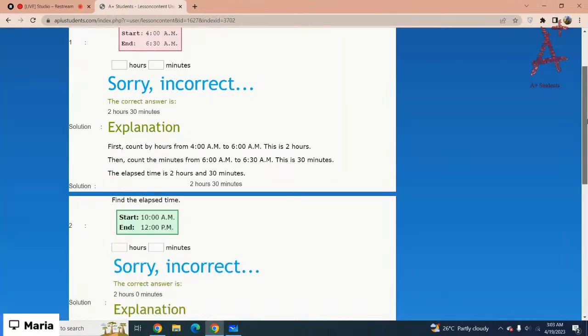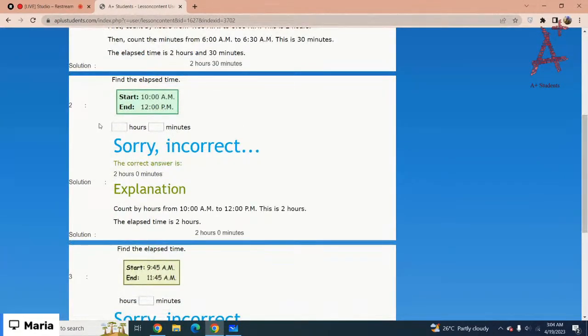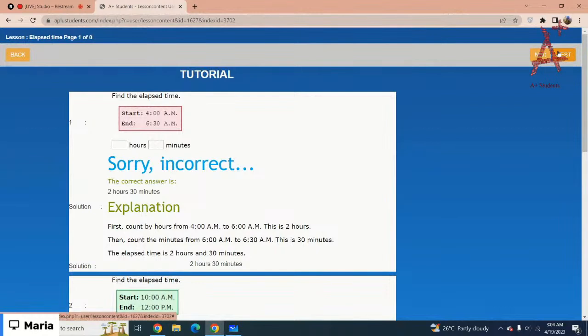Okay, the next one is find the elapsed time. You have to subtract the start time from the end time. The end time is 12. So from 10 to 12 it would be 2 hours. Got it? That means the elapsed time is 2 hours. Now just start with the practice questions.